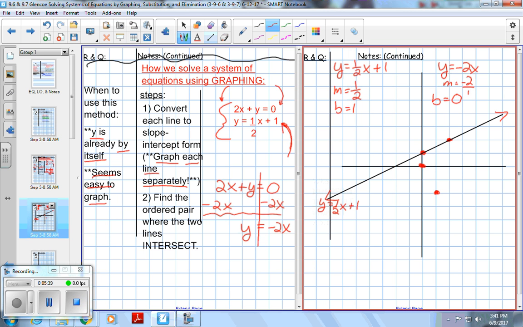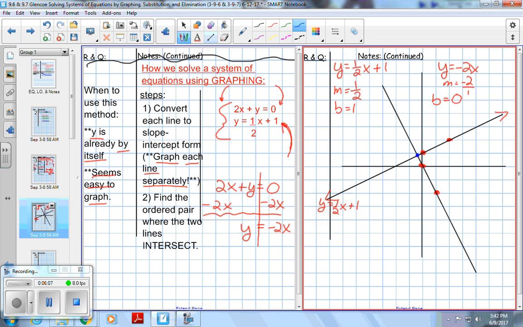Once we have those two things there, we use a straight edge. Remember, can't stress that enough. And we connect all of these lines here. And the solution for this system of equations is going to be in that location where the two lines intersect. It's right here.